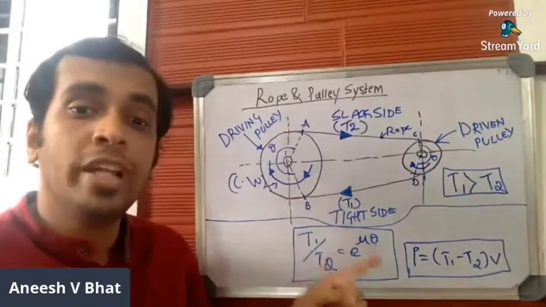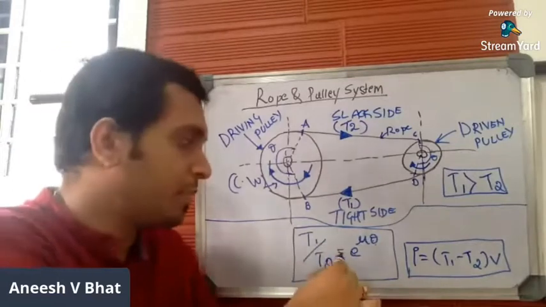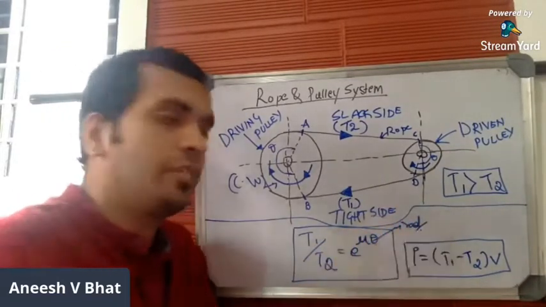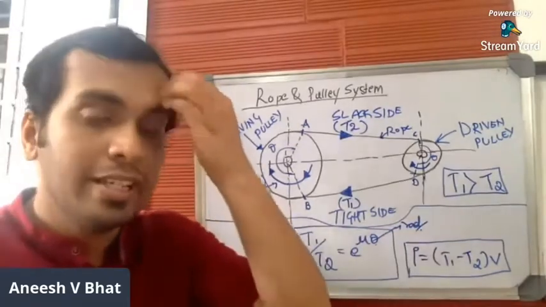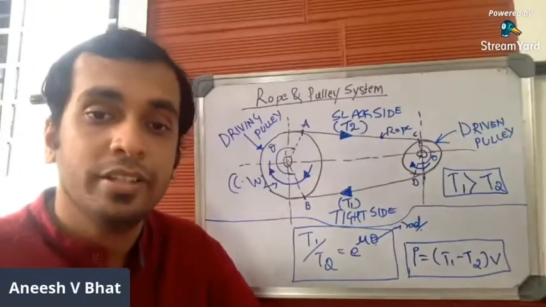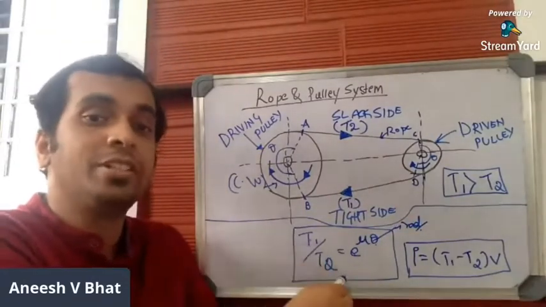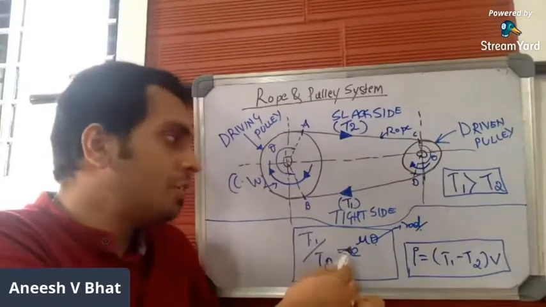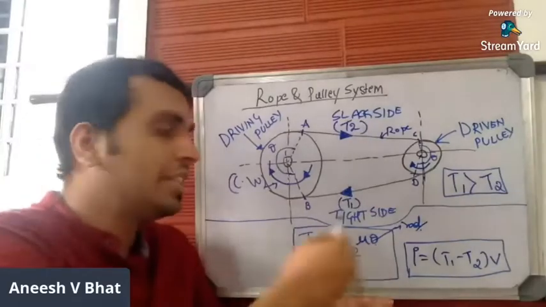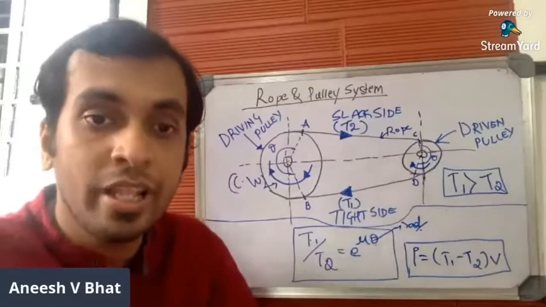And theta will always be measured in radians here. In this particular formula, theta will always be in radians. If it is given in degrees, you have to convert it back to radians. So this is the relationship between T1 and T2. T1 is the tension along the tight side, T2 is the tension along the slack side. T1 by T2 is equal to e to the power mu theta. Mu is the coefficient of friction, e is the logarithmic constant. Theta is the angle of contact between rope and pulley.